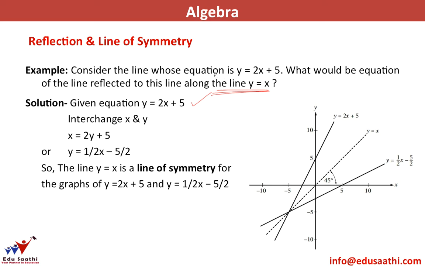So whenever there is a reflection around the line y is equal to x, I would interchange x and y. I'll get x is equal to 2y plus 5, or y is equal to 1 by 2 x minus 5 by 2. So this line is a line of symmetry for these graphs that you have. So if you have y is equal to 2x plus 5, interchange x and y and get the equation y in terms of x. So this will be symmetrical. Whatever is the distance here, the same will be the distance here. So y is equal to x will become the line of symmetry.